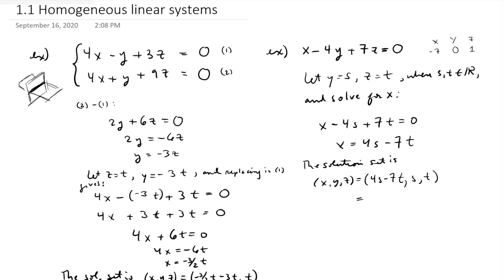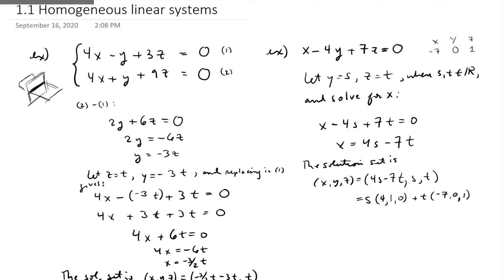I can split that into two different vectors, essentially. One contains the terms including s, and the other the terms including t, and I factor out the parameters. So it's going to be s times (4, 1, 0) plus t times (-7, 0, 1), like that.